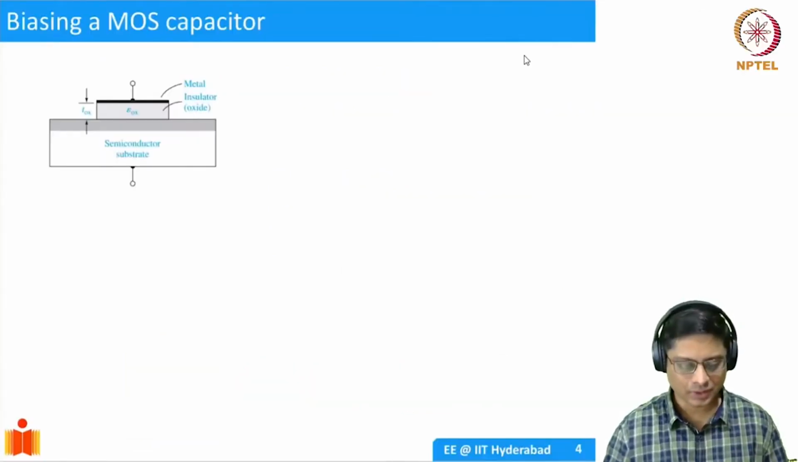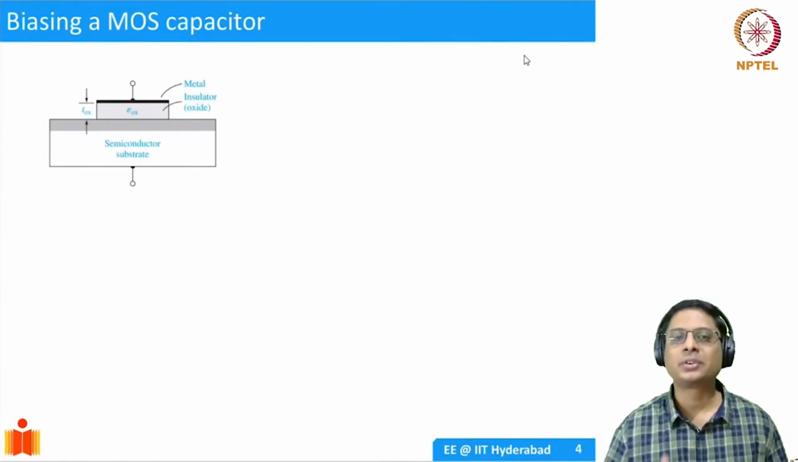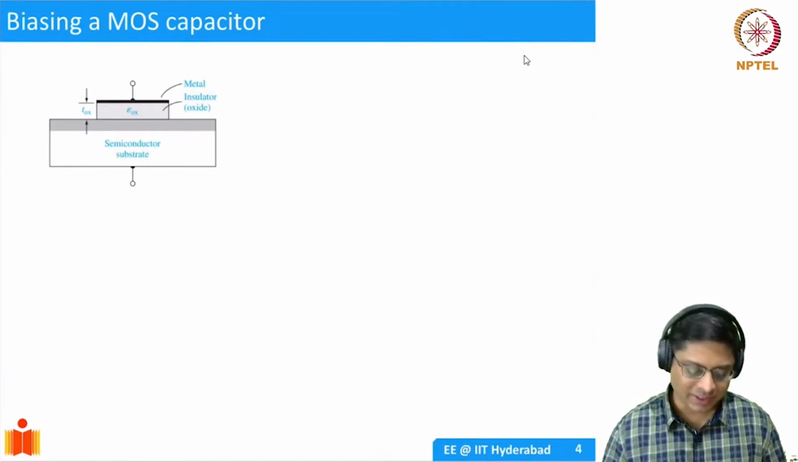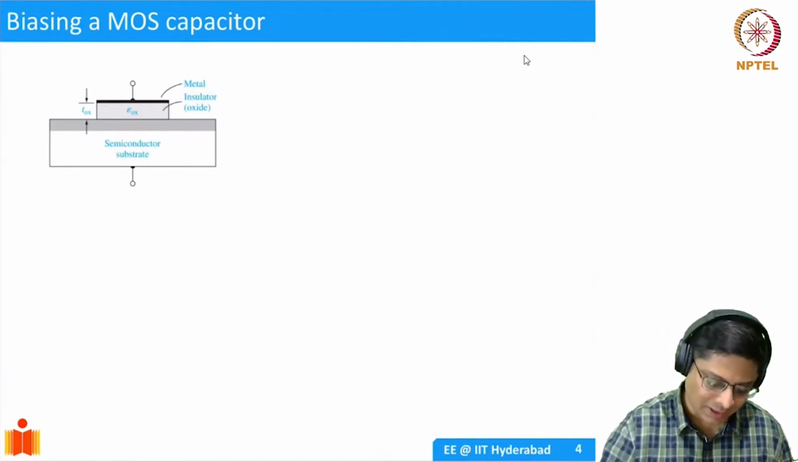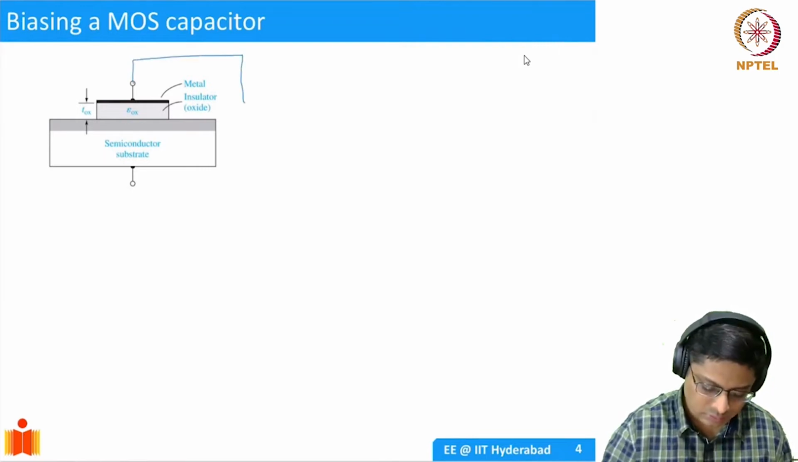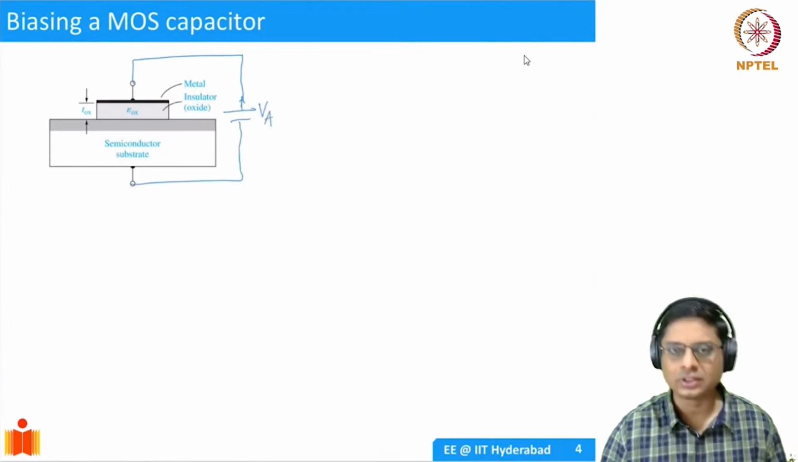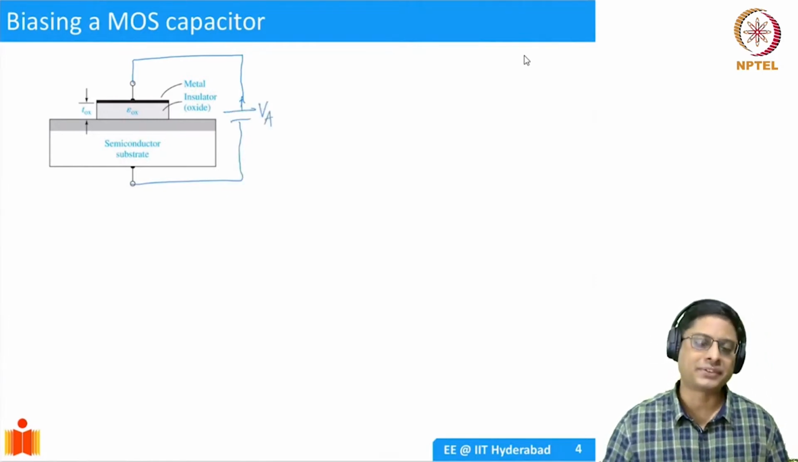Welcome back. So we were talking about MOS capacitors. We understood the physical structure of a MOS capacitor. Now let us see what happens when you apply voltage to a MOS capacitor. For that, I'll take this MOS capacitor and let's say I connect it to a battery. I'll apply some voltage. Let's call it VA. So what happens in this case?